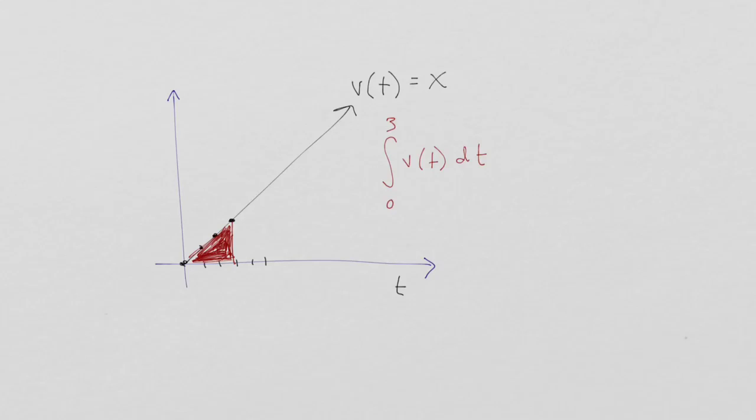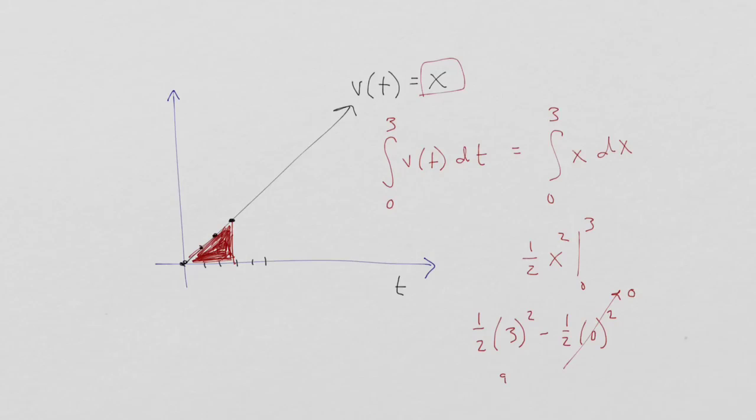So if v of t is equal to x, let's just calculate this and then talk about what it is. I'd be anti-differentiating my function x. 1/2 x squared between 0 and 3 is going to give me 9/2 or 4.5. So what on earth does this represent?